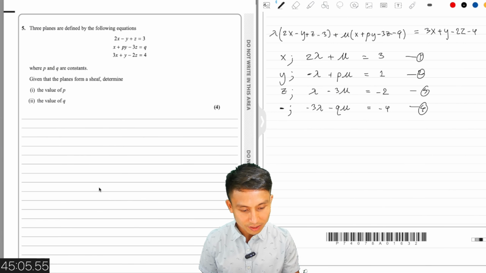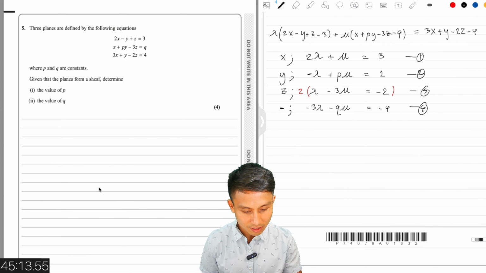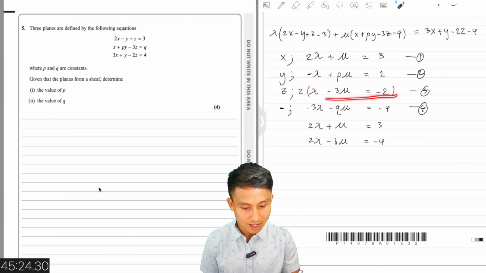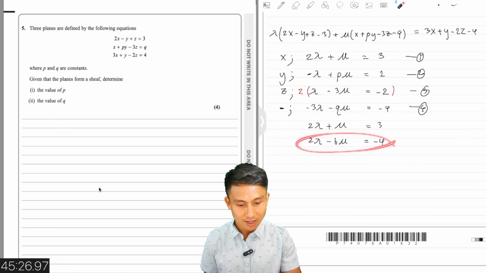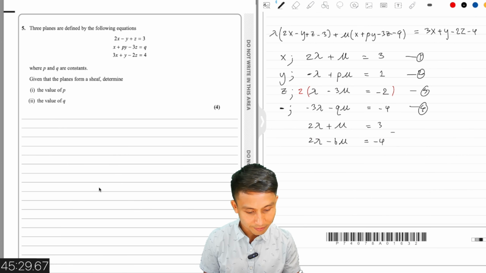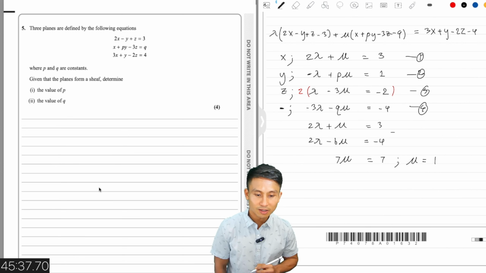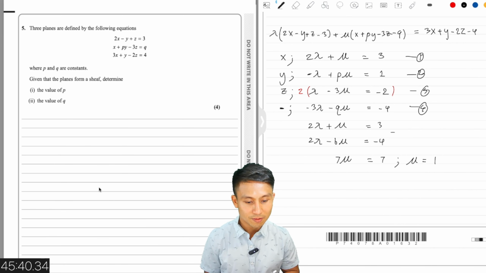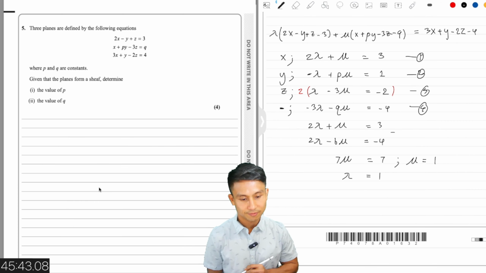if I do the second one times 2 first, sorry, the third one times 2, and then that will give me 2 lambda plus mu equals 3, and 2 lambda minus 6 mu equals minus 4 by just multiplying 2 to the whole equation, right? I get this. And then I'm going to subtract them. So I get the lambda cancel, so I get 7 mu here equals 7, so that mu equals 1. If mu equals 1 from the first equation, maybe I get lambda equals 1 as well. Just solving that, right?